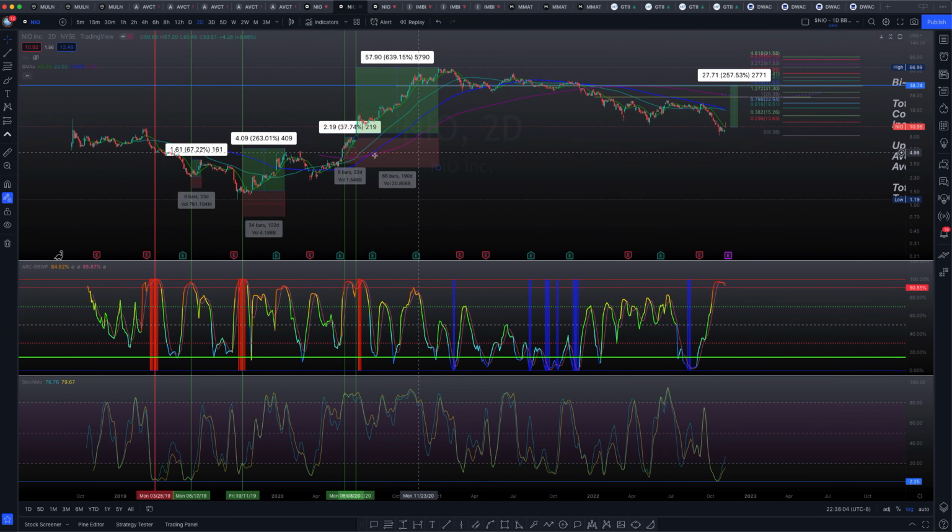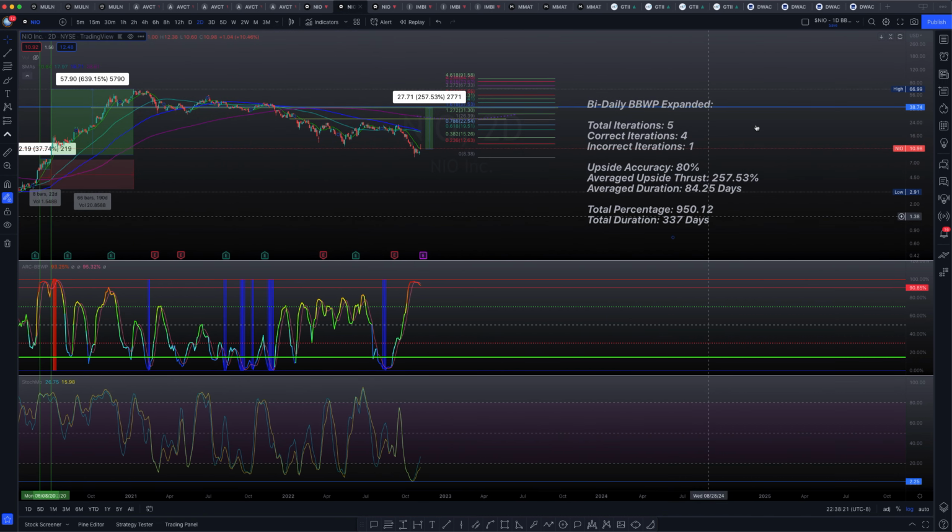Okay, so now the statistical metrics are based on me looking back throughout the entire trading history of NIO stock. So every single time we have reached these expansive levels and started a contraction phase, I have taken note of those iterations and measured the duration of the iteration, the upside thrust of that iteration versus how many times it had it correct or incorrect. And that gives us these metrics right over here, you guys.